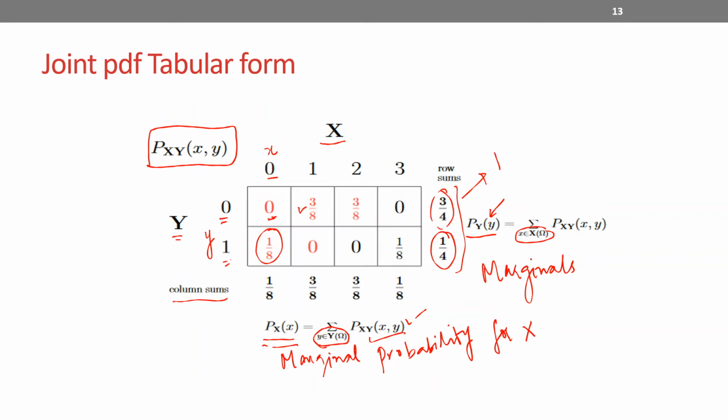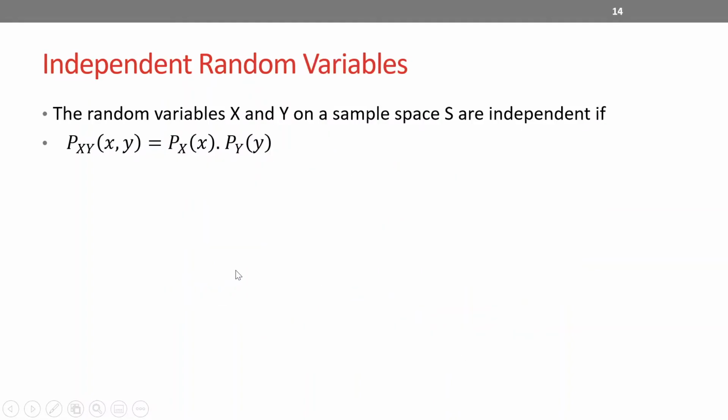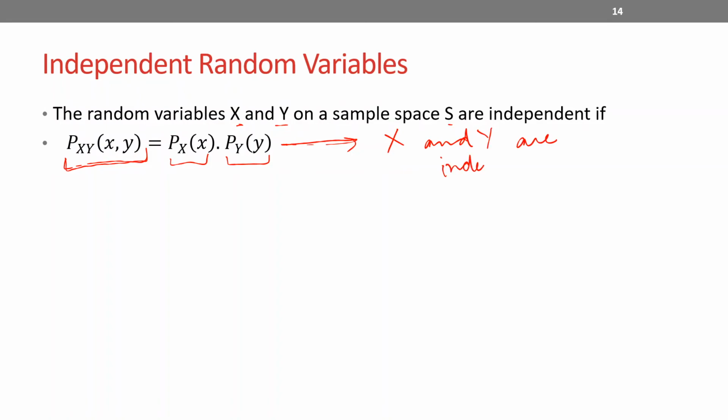Okay, let's look at independent random variables first. Just like we define the idea of independence in general for events, we can define the idea of independent random variables, which actually stems from the idea of joint probability distribution, right? If there are random variables x and y on a given sample space S, they're said to be independent if the joint probability distribution function is equal to the marginal of x times the marginal of y. If this relationship exists, then the random variables x and y are independent. So this is the test for checking whether these are independent or not, given some joint probability distribution function.